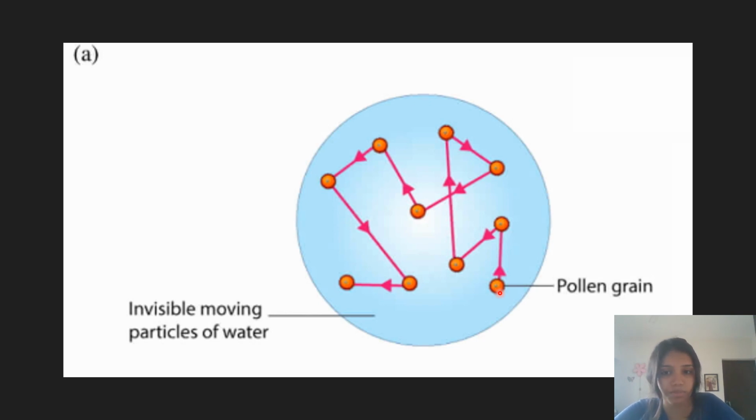So zigzag motion is important in Brownian motion. You see it moves like this, then it moves like here, and the arrows show how it's moving. So when you have to draw this yourself, always remember to use a ruler to connect the different circles and use arrows to show the direction. Okay, ruler and arrows.